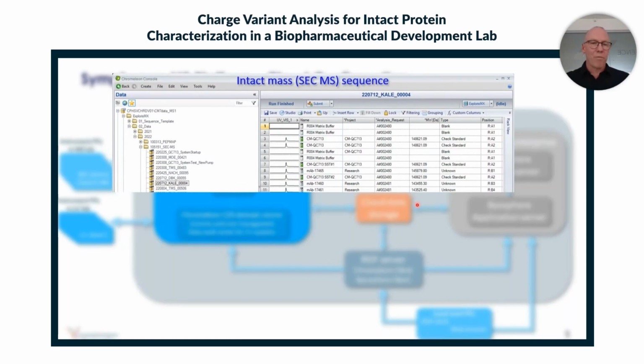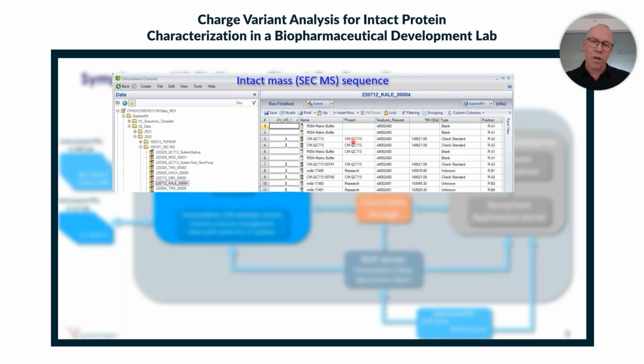This is just an example of what an intact mass sequence looks like. And I just want to point out the metadata part of it, which is really important when you want traceability and being able to retrieve old historical data. If one of our colleagues suddenly wants to know a new information of a sample we analyzed a year ago, we ensure that we have all the relevant information.